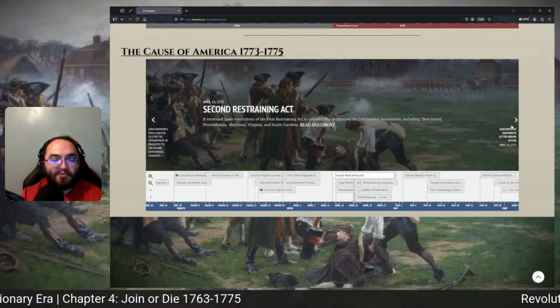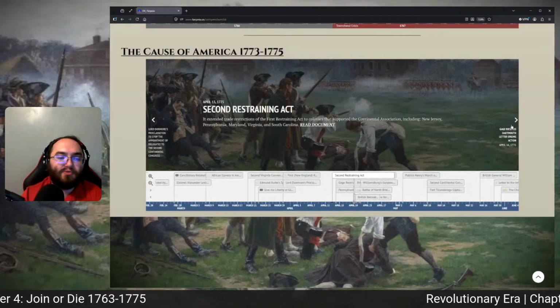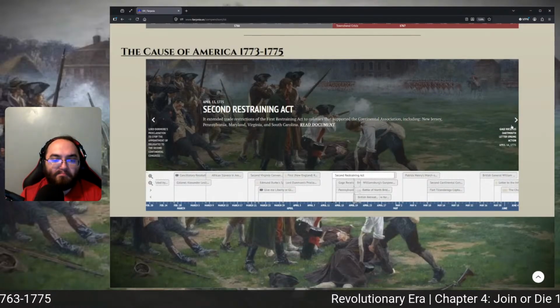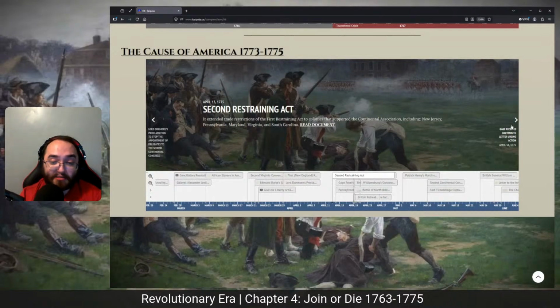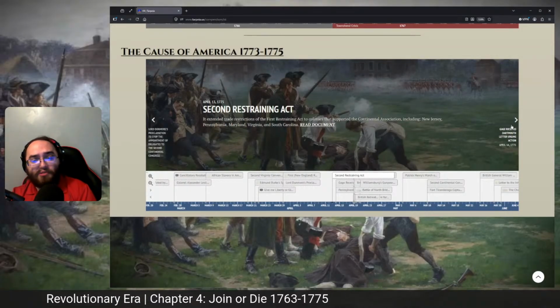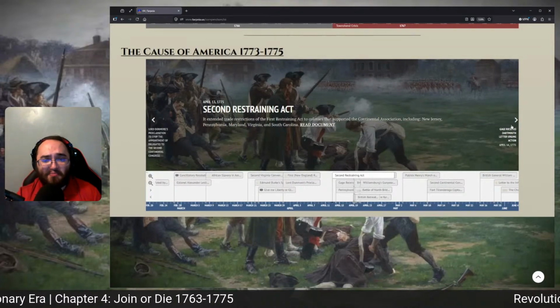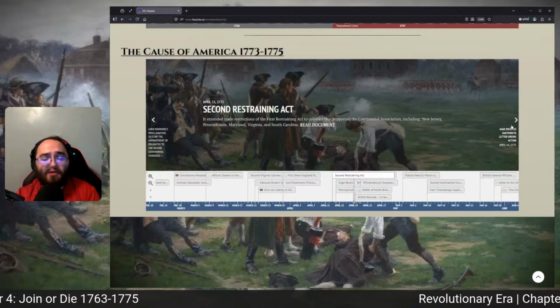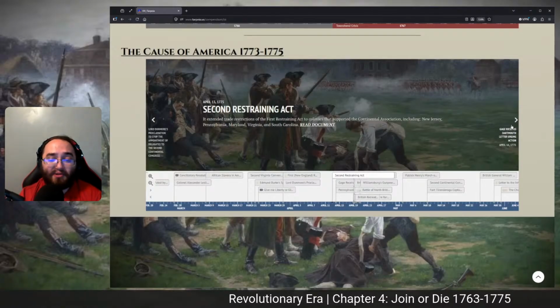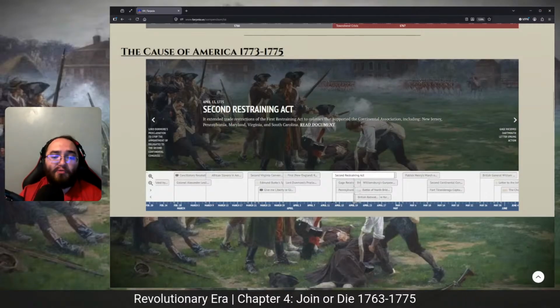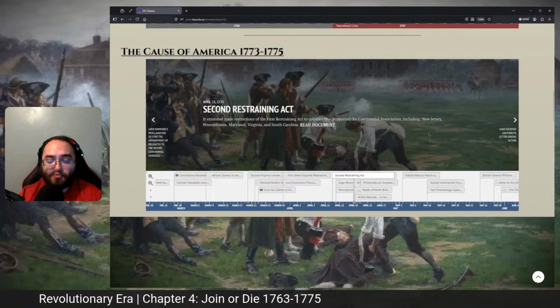And then you have the Second Restraining Act, which extended trade restrictions of the First Restraining Act, the New England Restraining Act, and this included pretty much all the colonies at this point, any colony that was part of the Continental Association, including New Jersey, Pennsylvania, Maryland, Virginia, and South Carolina, on top of the other colonies mentioned in the First Restraining Act.